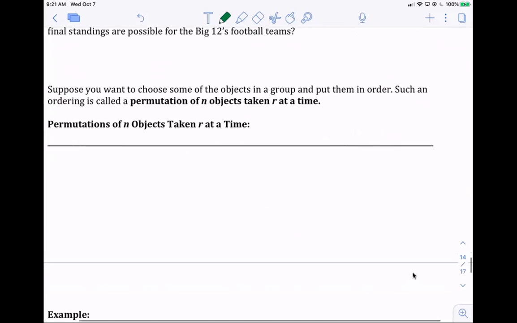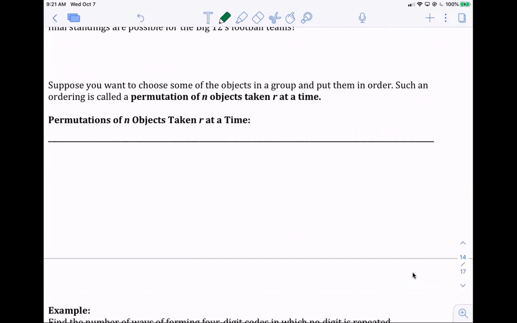All right, so suppose you want to choose some of the objects in a group and put them in order. So instead of choosing all 9 digits, suppose you only want to choose 7, okay? So this is called a permutation of n objects taken r at a time. And we have a formula, which I'm going to write underneath here. And so nPr, where n and r are your subscripts, equals n factorial divided by n minus r quantity factorial, where r is less than or equal to n.